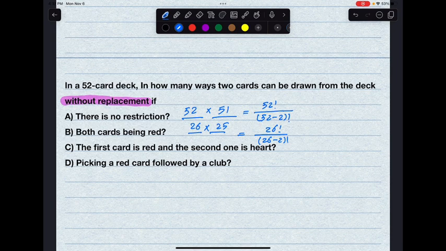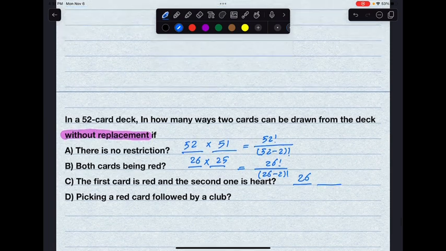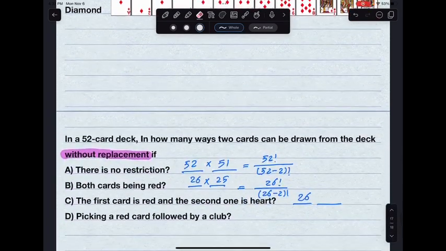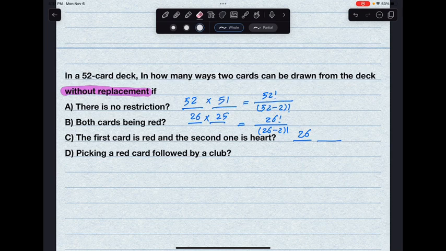What about part C? For part C, it says the first card is red and the second one is heart. Okay, so here two cards. The first card is red. We have 26 choices, and now the second card must be heart, and you can see heart is red also. Okay, so we need to solve this part by a trick.